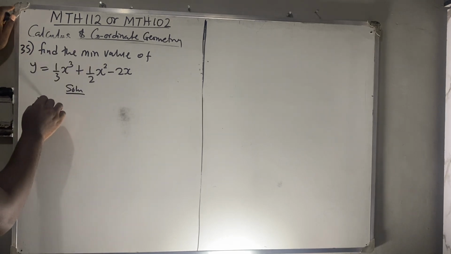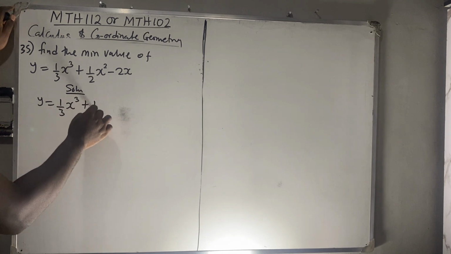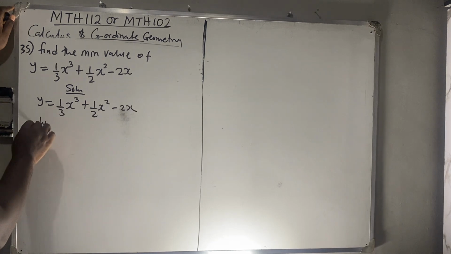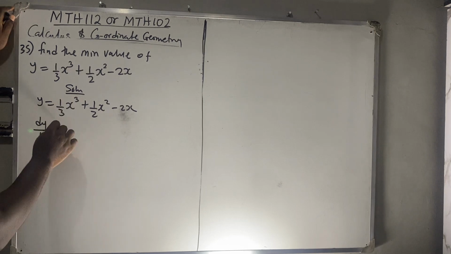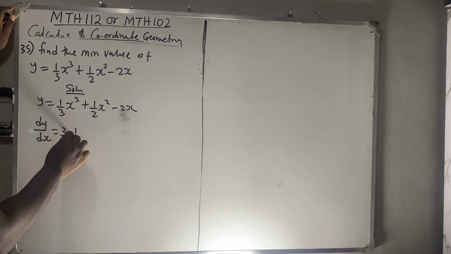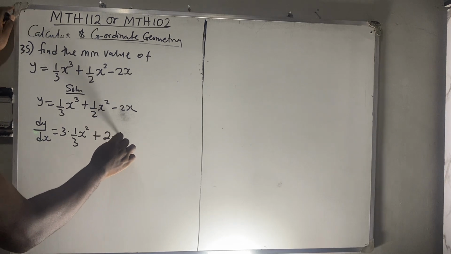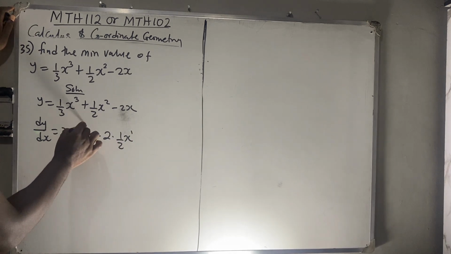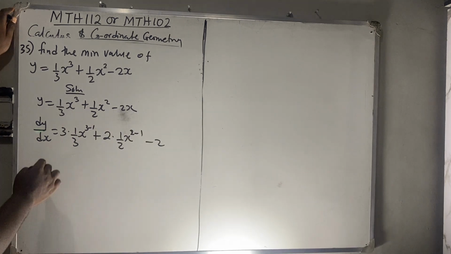So they gave us that y is equal to 1 over 3 x raised to power 3 plus 1 over 2 x squared minus 2x. So dy/dx will give us: multiply by the power, remove one from the power. That is 3 multiplied by 1 over 3 x squared plus 2 multiplied by 1 over 2 x raised to power 1. Or you can say 3 minus 1 if you want. You can say 2 minus 1. Then this one is just minus 2.